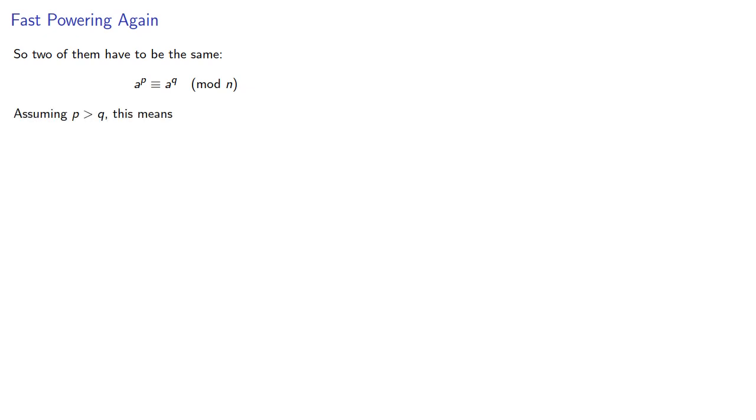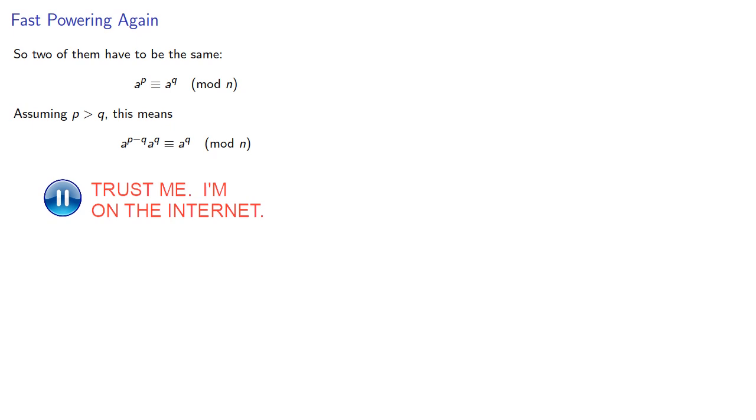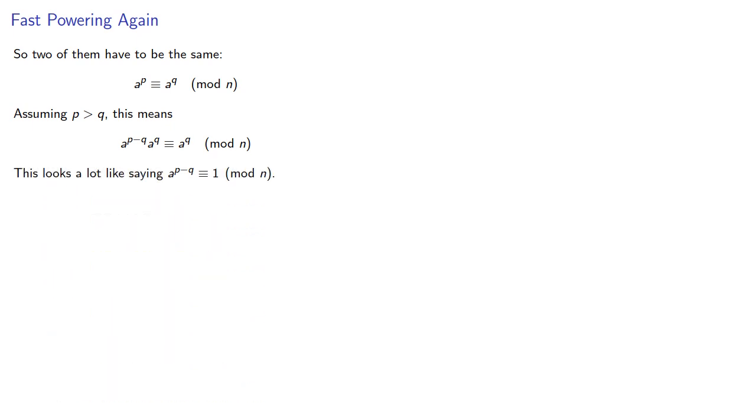Assuming that p is greater than q, this means we have a to the p minus a to the q congruent to 0, and this looks a lot like saying a to power p minus q is congruent to 1 mod n. So can we fast power to an inverse? Maybe.